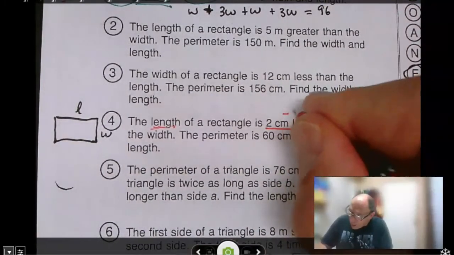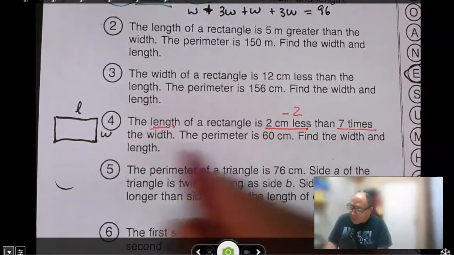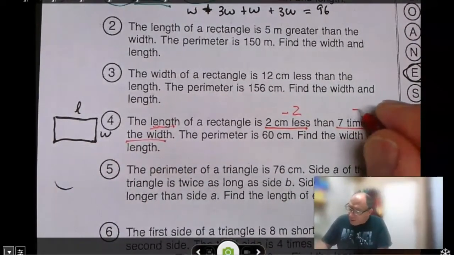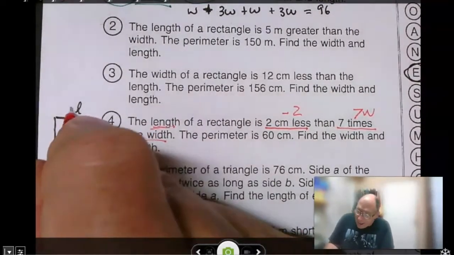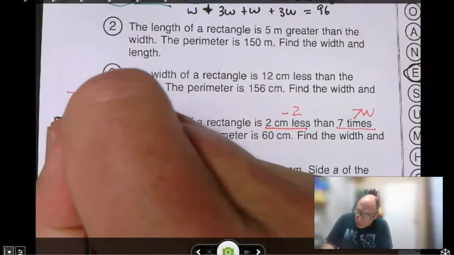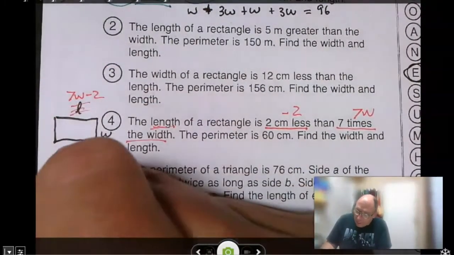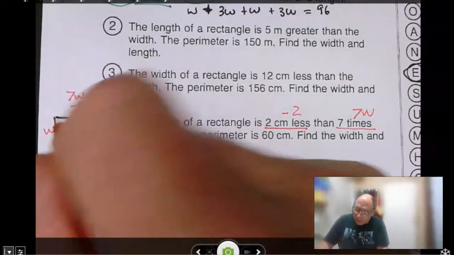So we're not going to use the length because it is 2 centimeters less. That means we're going to subtract 2. 2 centimeters less than 7 times the width. Then 7 times the width. So this length here is actually 7 times the width minus 2. So I got top and bottom is 7 times the width minus 2. And the other side here is a W also.